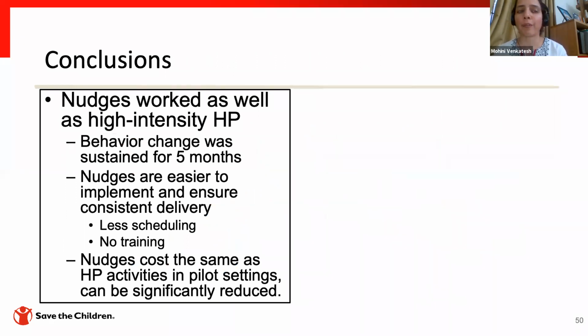So in conclusion, what we found was that nudges worked as well as high intensity hand washing promotion interventions. They were sustained over a long period of time. They were also easier to implement just because it required less training of hygiene promoters, fewer challenges with scheduling with the school calendar, and also in terms of ensuring consistent delivery, we were able to ensure the quality of the intervention across schools more easily in a nudge as opposed to hygiene promotion.